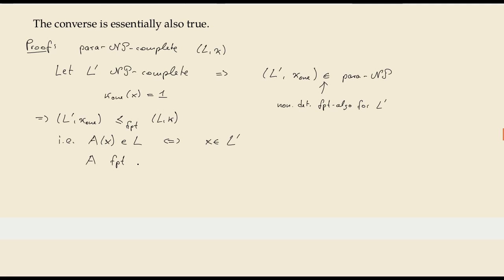A is an FPT algorithm. Well, with respect to which parameter? The parameter of the input, which is kappa 1. So its running time is at most f of k times some n to the c, some polynomial of n. But this k is kappa 1 of x, which is just 1. So essentially what this says is that A runs in polytime, right?